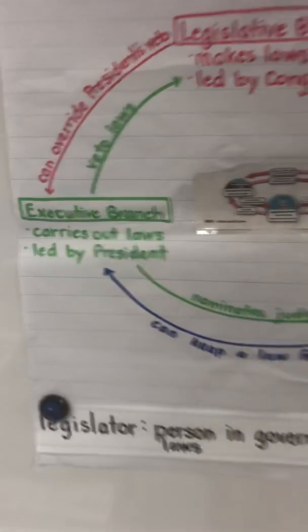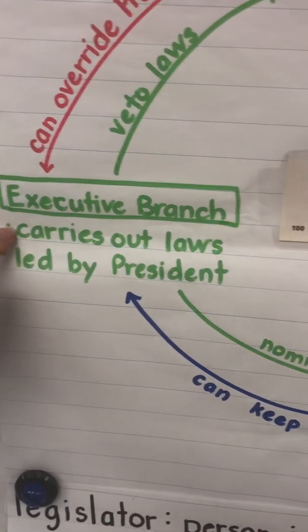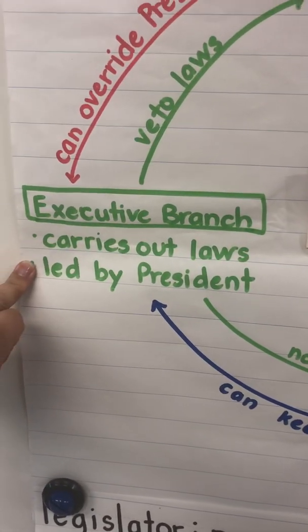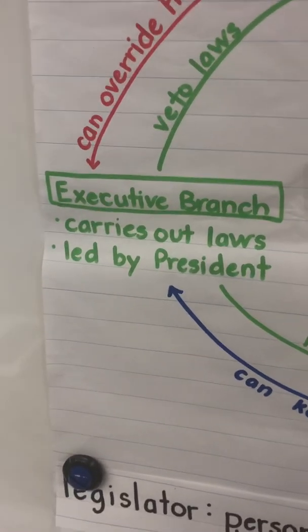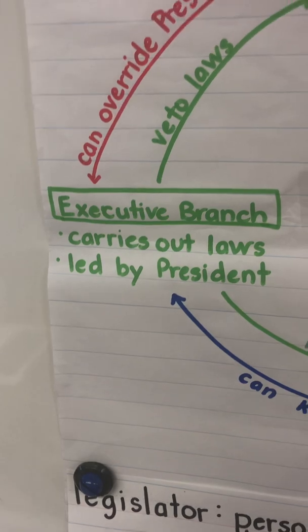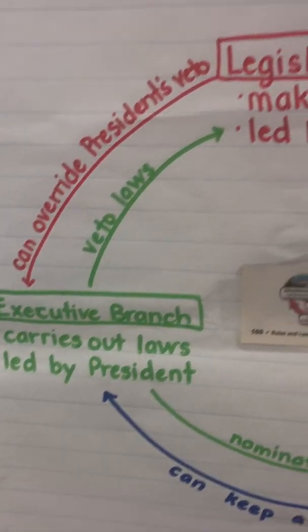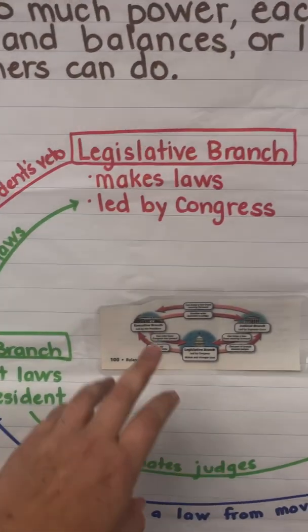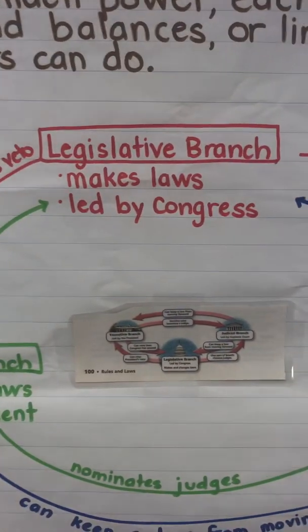Let's start with the executive branch, okay? We remember that the executive branch carries out laws and it's led by the president, okay? Now, the president, he or she has a lot to do, but he or she can also do a couple of things extra, okay? So let's come over here. Let's take a look at the legislative branch. Remember, they make laws and they're led by Congress. And they make laws. That's what they do.